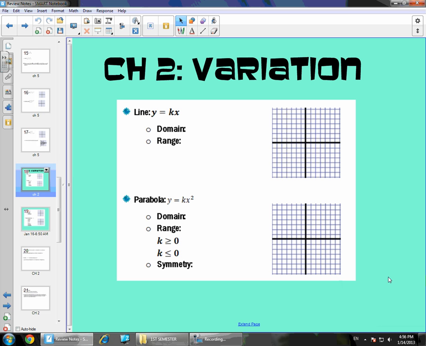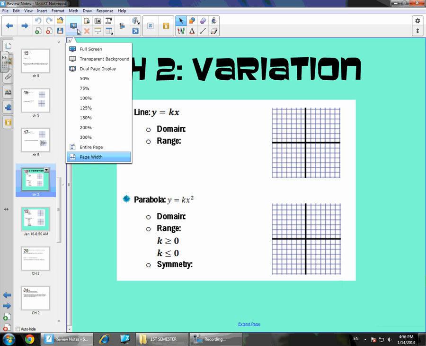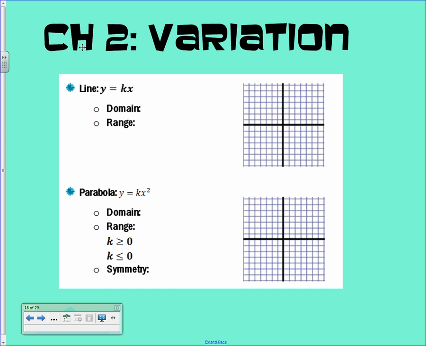Chapter 2 was on the variation graphs, and there were four main ones. The first one was y equals kx, which hopefully you remember is a line. So when we sketch those, a line just goes from the bottom left to the upper right, and then we also sketch the negative just so that we could compare, and I'll do all of my negatives in pink here.